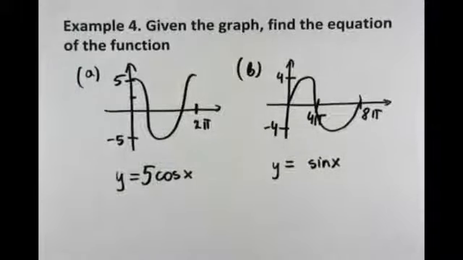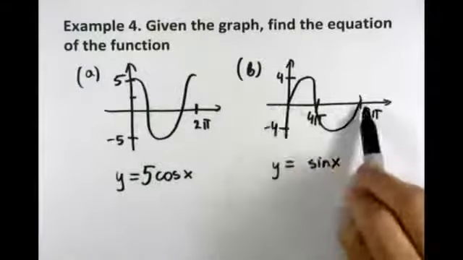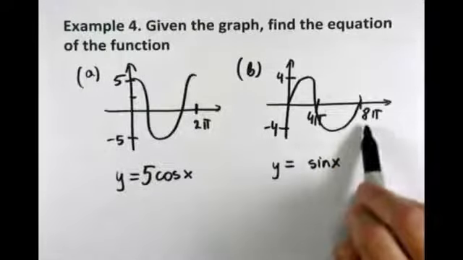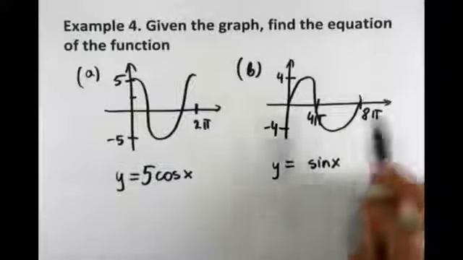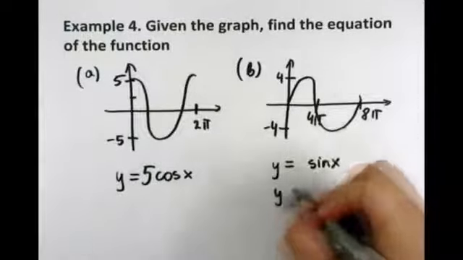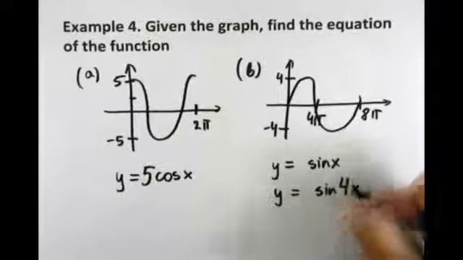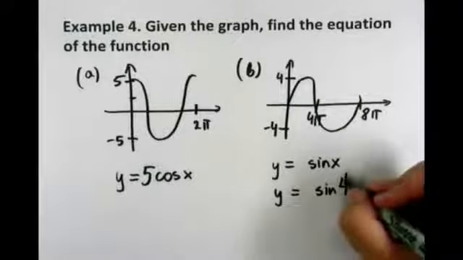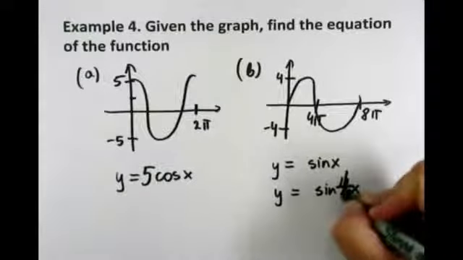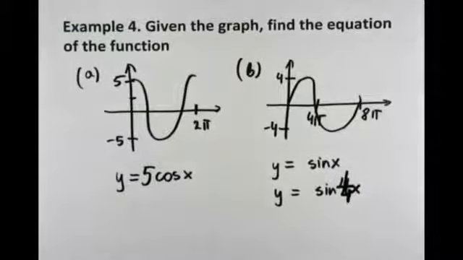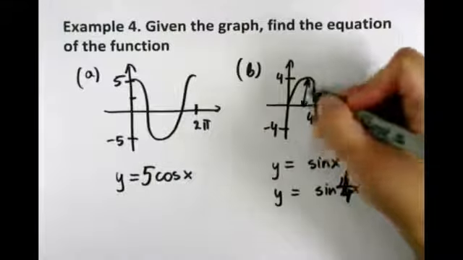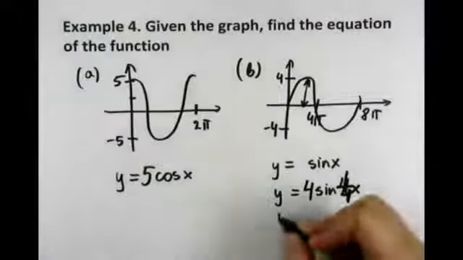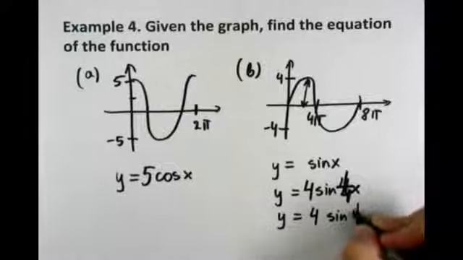Now, my period has changed. Normal period is 2 pi. Now we have 8 pi. So from 2 to 8, it was multiplied times 4, right? So y is equal to sine, it should be 4x, because it was expanded 4 times, so it should be 1/4. And then its vertical stretch is 4, so we have 4. So the graph is y is equal to 4 sine 1/4 x.